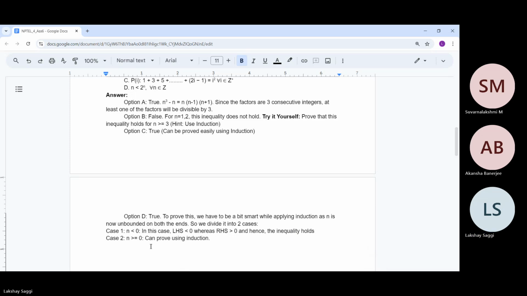So option D is true, C is true, B is false. So only option B is incorrect. So option B is the correct answer.